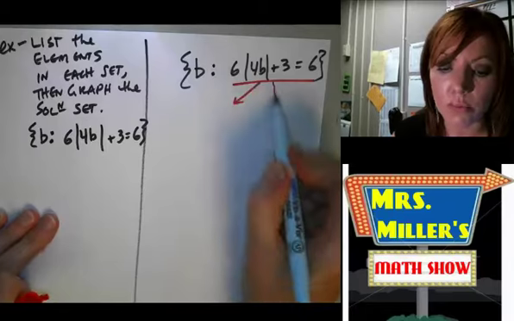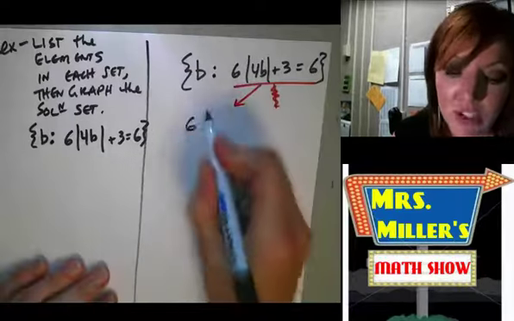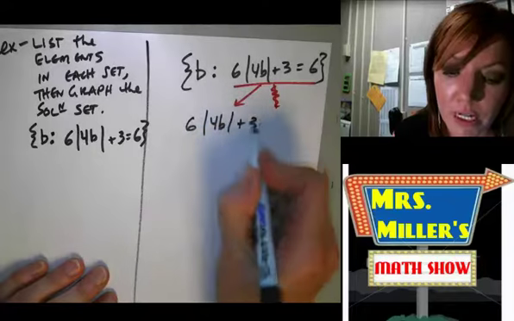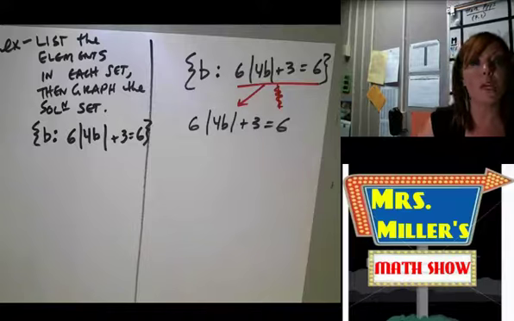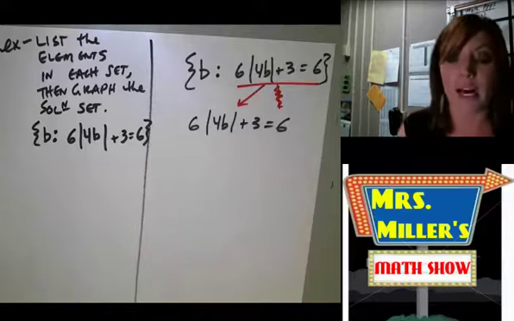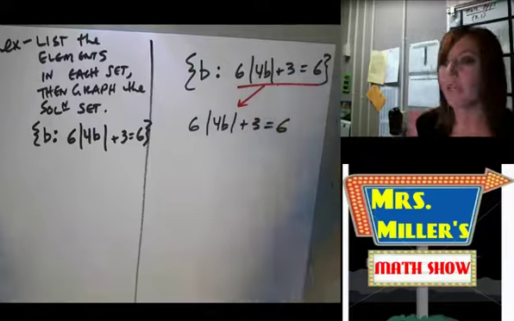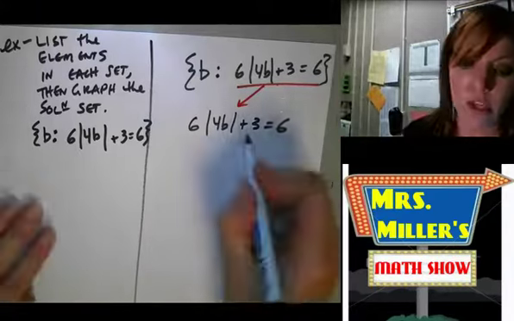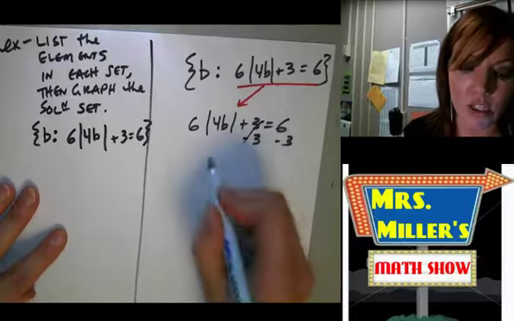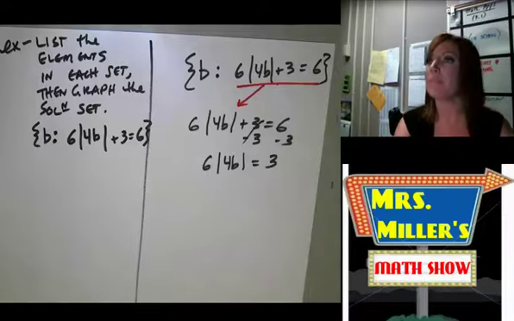To confuse us all. Okay, so here we go. 6 times the absolute value of 4b plus 3 equals 6. All right, so we have an absolute value here, which means we want to get that absolute value by itself first. So how would we do that? Good, minus 3. Excellent. So 6 times the absolute value of 4b equals 3. Okay, next.